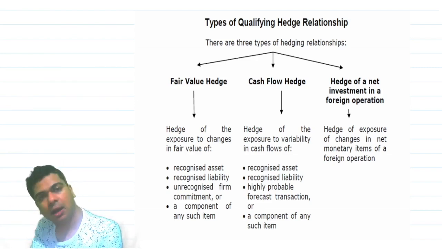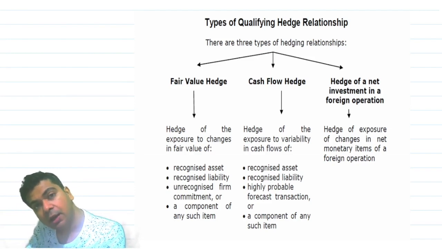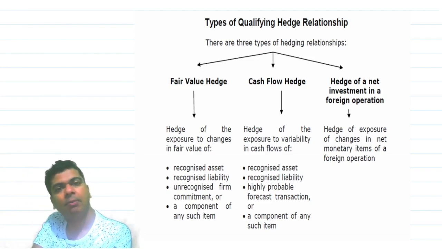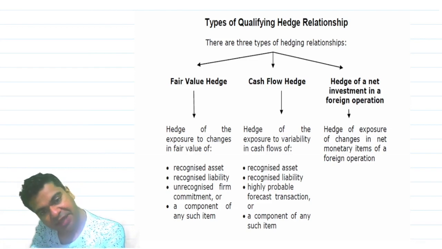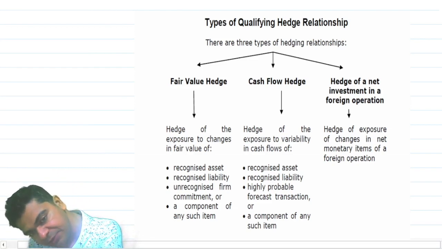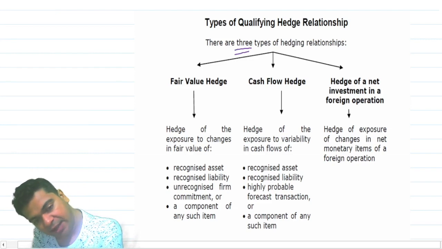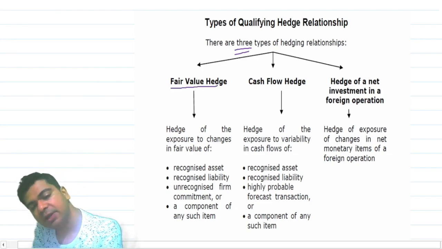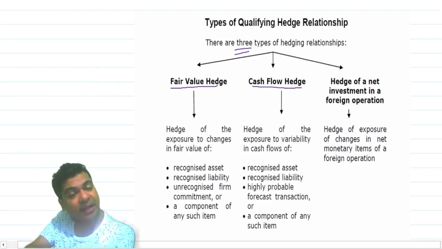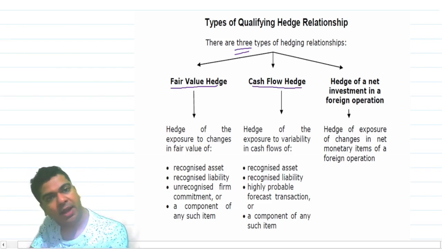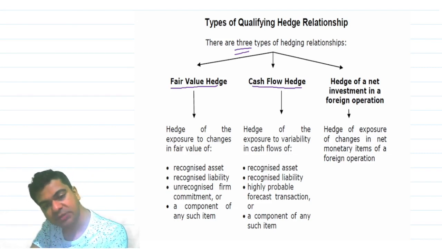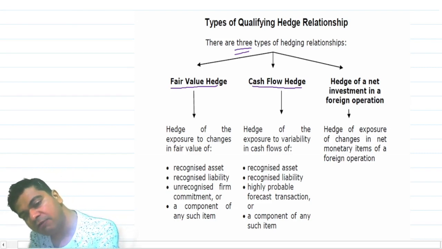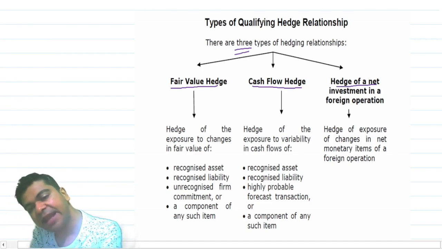How exactly will the accounting be carried out? The accounting to be carried out will depend upon what type of hedge you are entering into. The standards relating to financial instruments have identified three types of hedging relationships. There can be a fair value hedge, there can be a cash flow hedge, and at times there can be overlapping over here also. There are certain items which can be considered to be a fair value hedge and even considered as a cash flow hedge. And then yes, if you have a foreign operation, then a hedge of a net investment in a foreign operation.